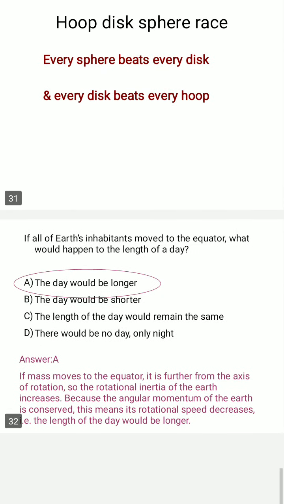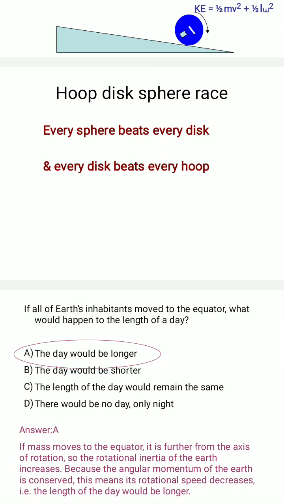Now one more example is written here. If all Earth's inhabitants moved to the equator, what would happen to the length of the day? That means all the mass is moving out from the center of the Earth. That means its moment of inertia is larger there.